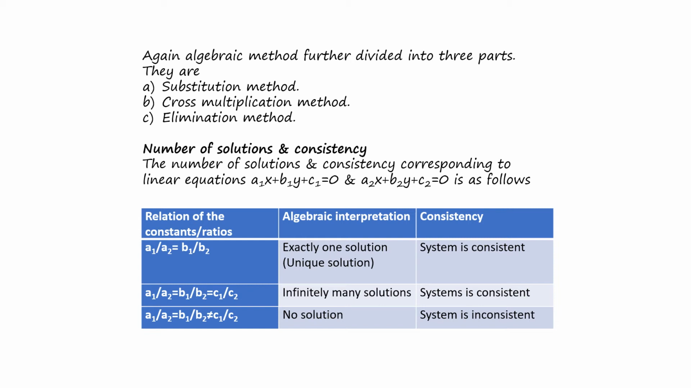But if a1 by a2 equals b1 by b2 and it is not equal to c1 by c2, then the pair of linear equations has no solution and the system is inconsistent. Let's see some examples. Show that the following pair of linear equations is inconsistent.